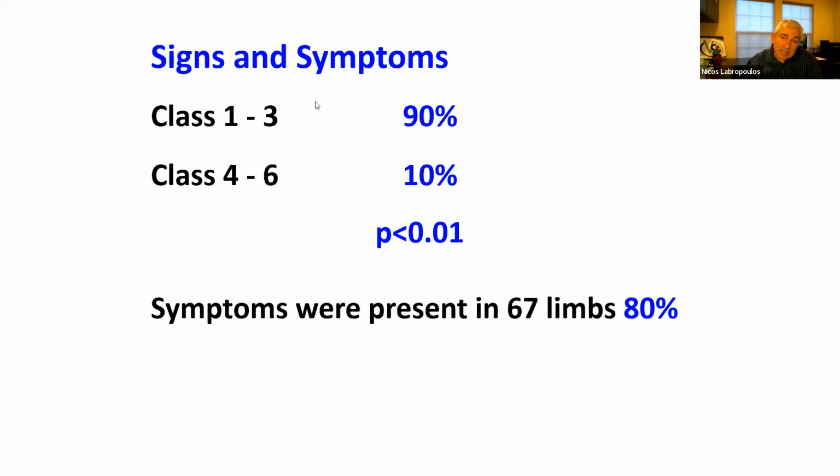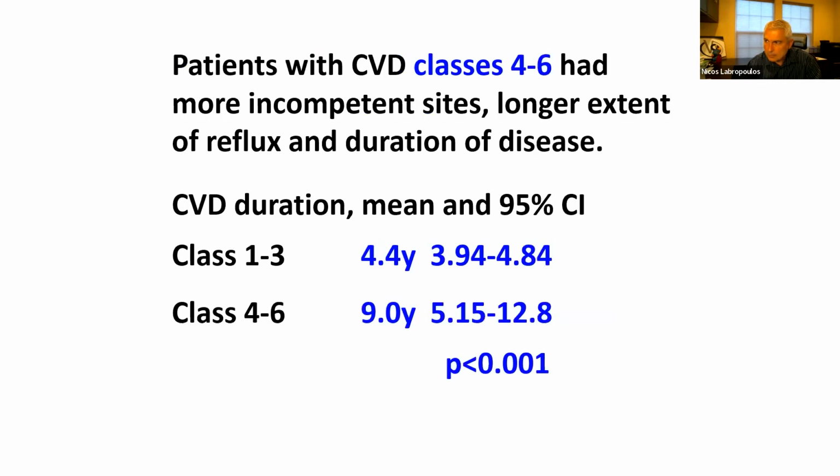Such people have symptoms like the others, they're not very different. The majority present with class 1 to 3 disease, but 10% may present with skin damage. And in our study, 80% of these limbs were symptomatic, which means one-fifth of our patients with this kind of veins were treated for cosmetic reasons. And here we found that the duration of disease, like with the saphenous vein, is important because the longer the disease, the more likely it is to be symptomatic.